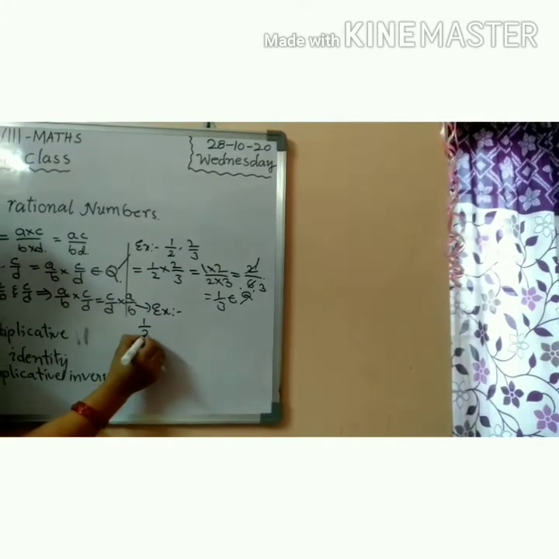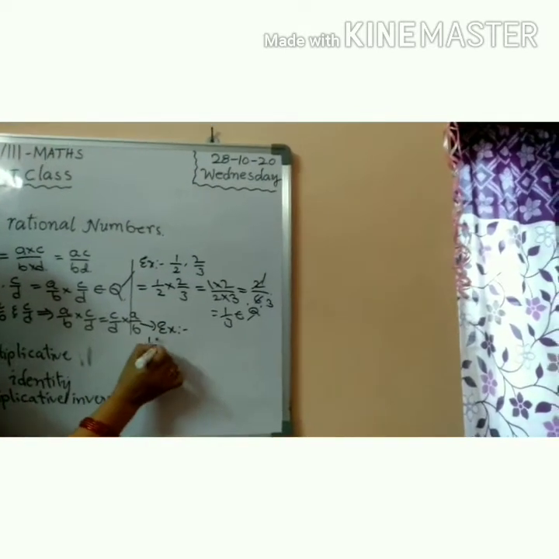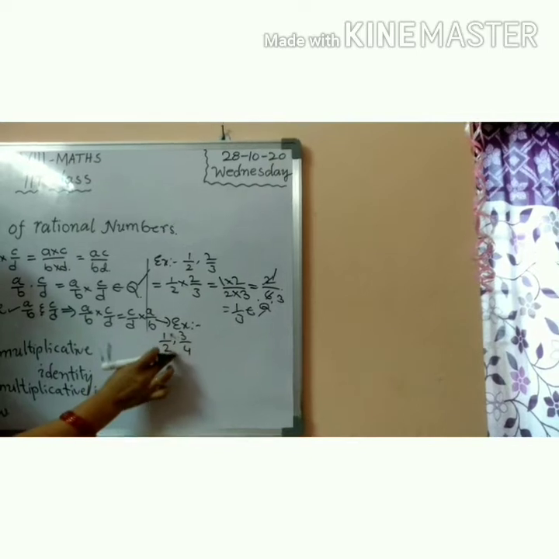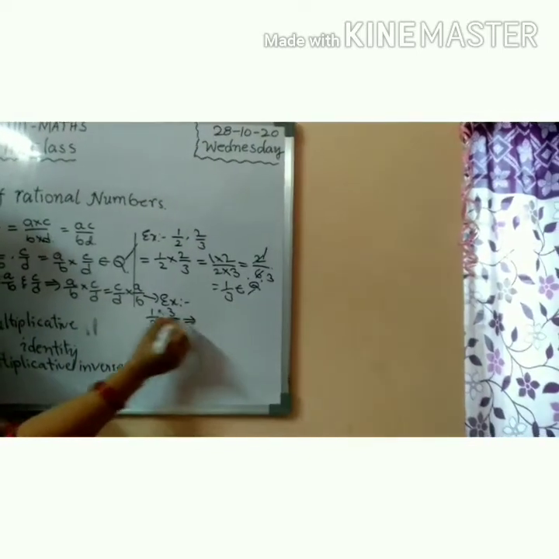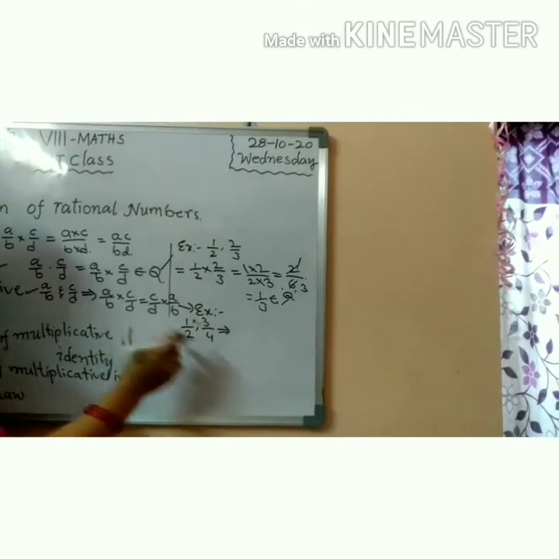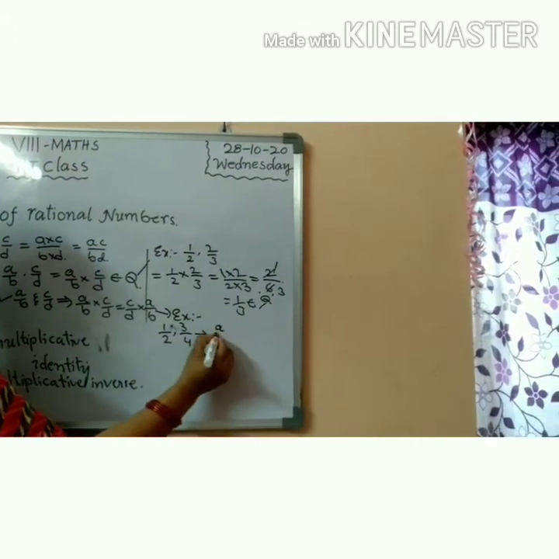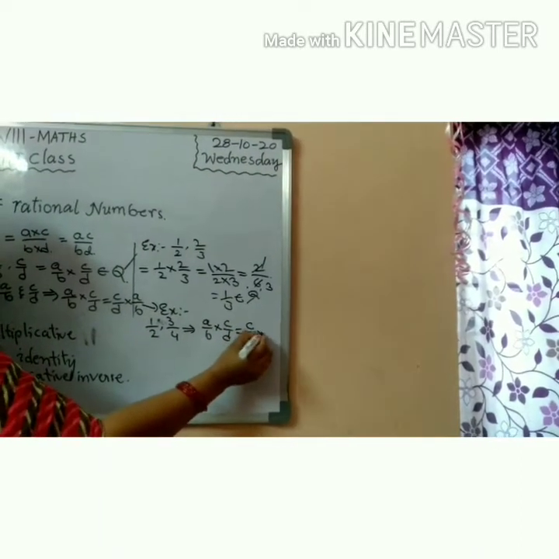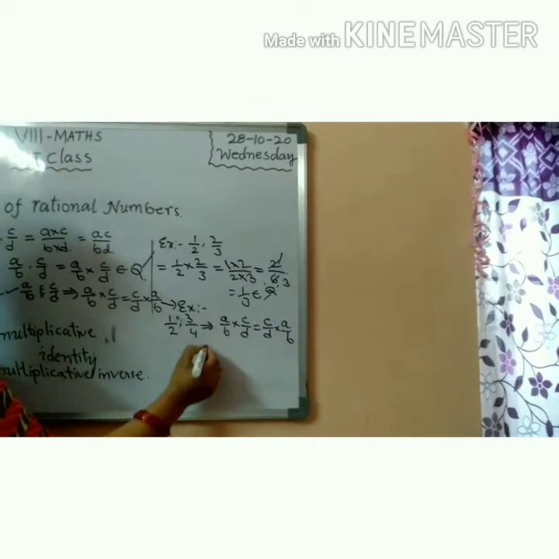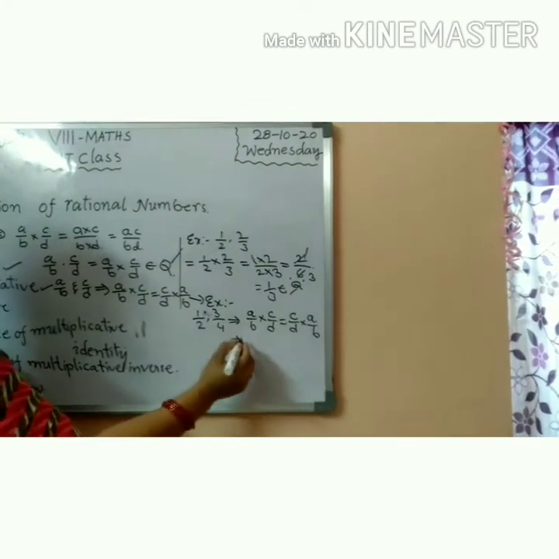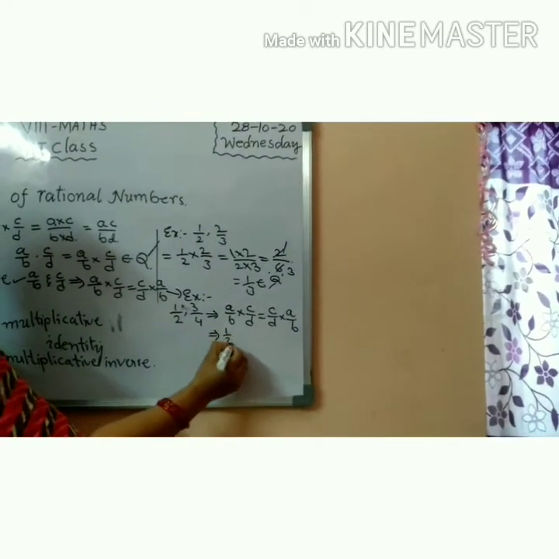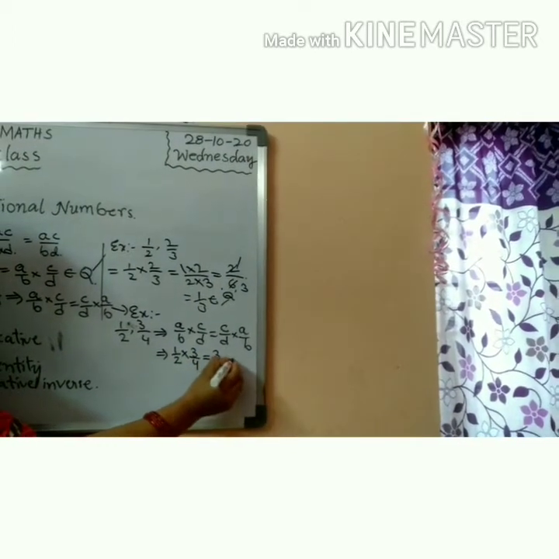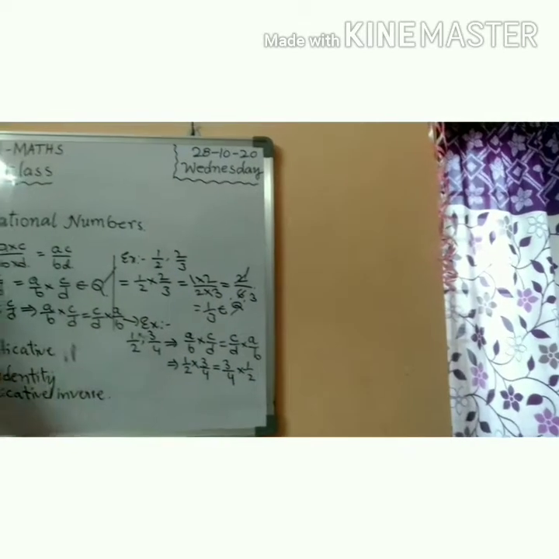So here, 1 by 2 and 3 by 4 are two rational numbers under the commutative property. What is the commutative property rule? A by b into c by d is equal to c by d into a by b. Then under the commutative property, under multiplication, 1 by 2 into 3 by 4 is equal to 3 by 4 into 1 by 2.